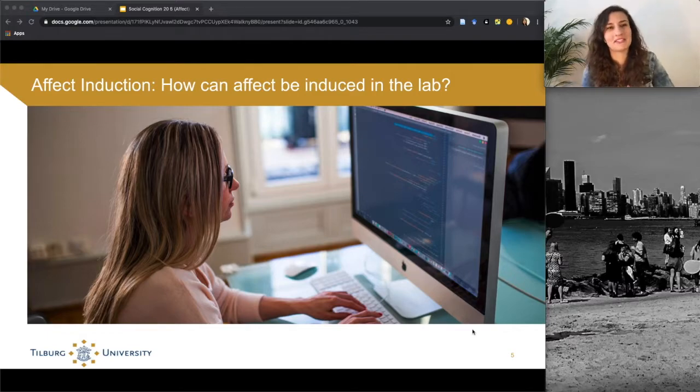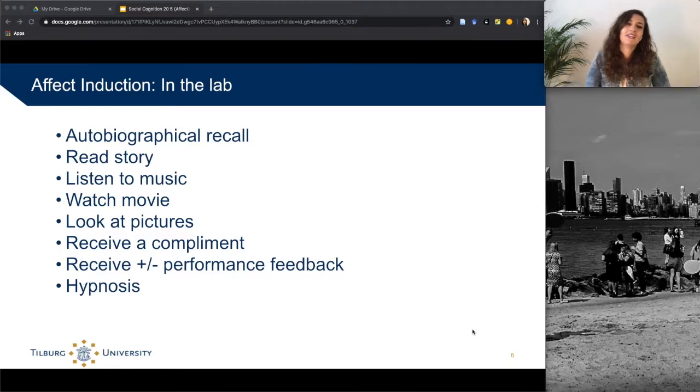Okay, I'm sure you had some exciting ideas for how affect can be introduced in the lab. And now let's take a look at some routes that this has actually been done in research in the past. There are really a number of different strategies that have been taken. Perhaps one of the most popular ones is using what's called autobiographical recall.